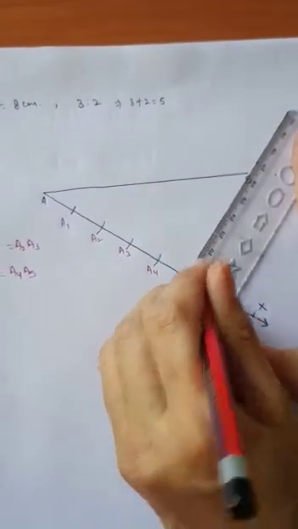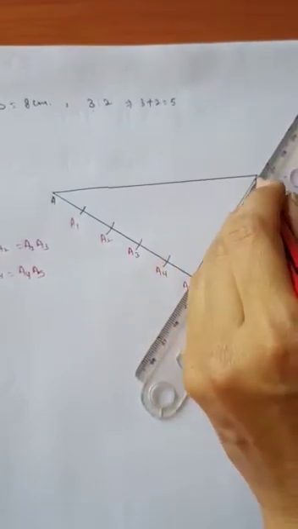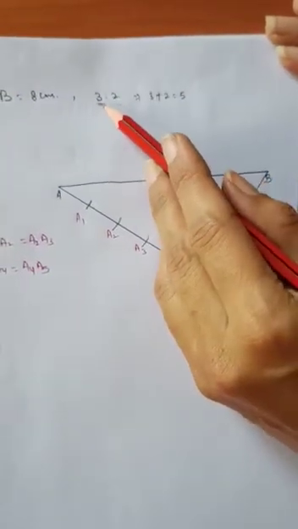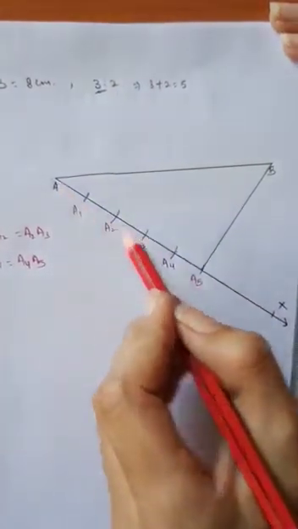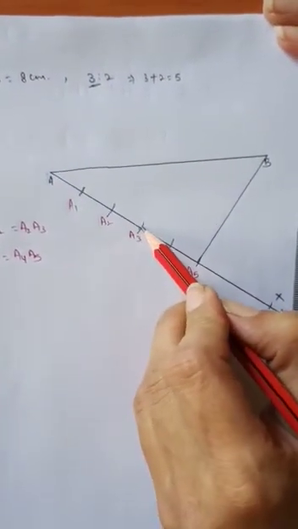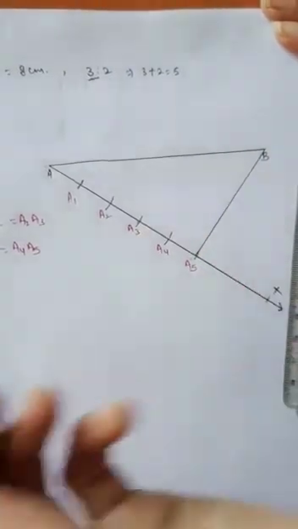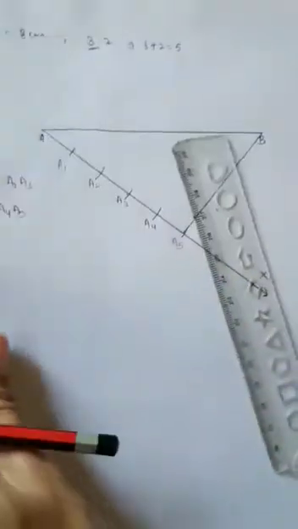A5 is joined to B, right? And then it is given that the ratio is 3:2. So the first part is 3. On the number 3 point here, we will draw a line parallel to A5B. By using the same concept which we studied here, we will use it here also.